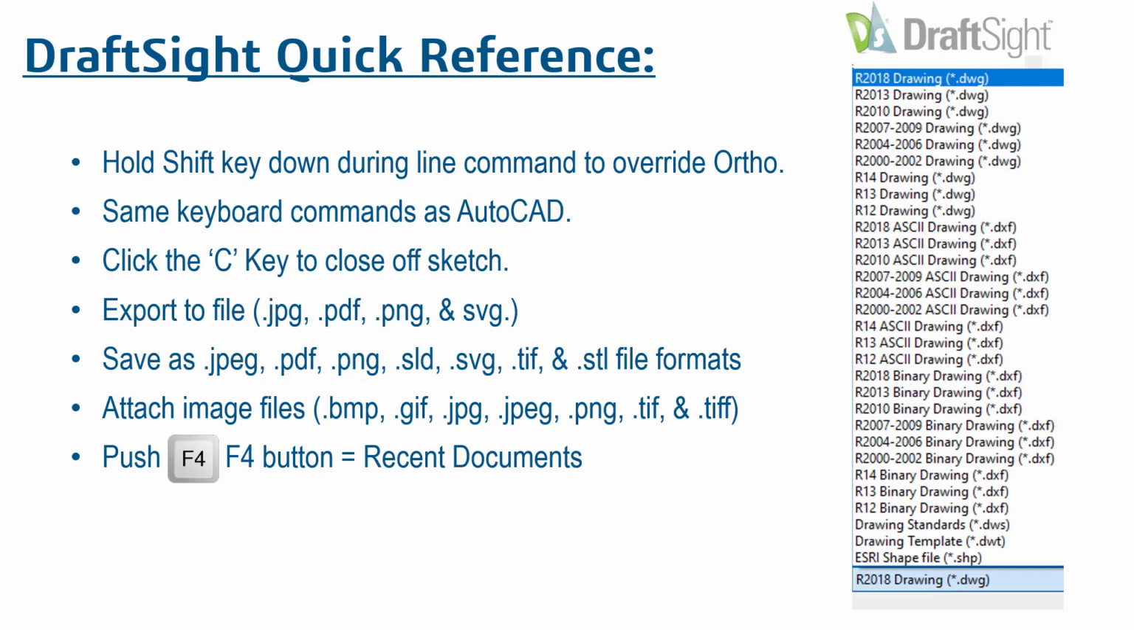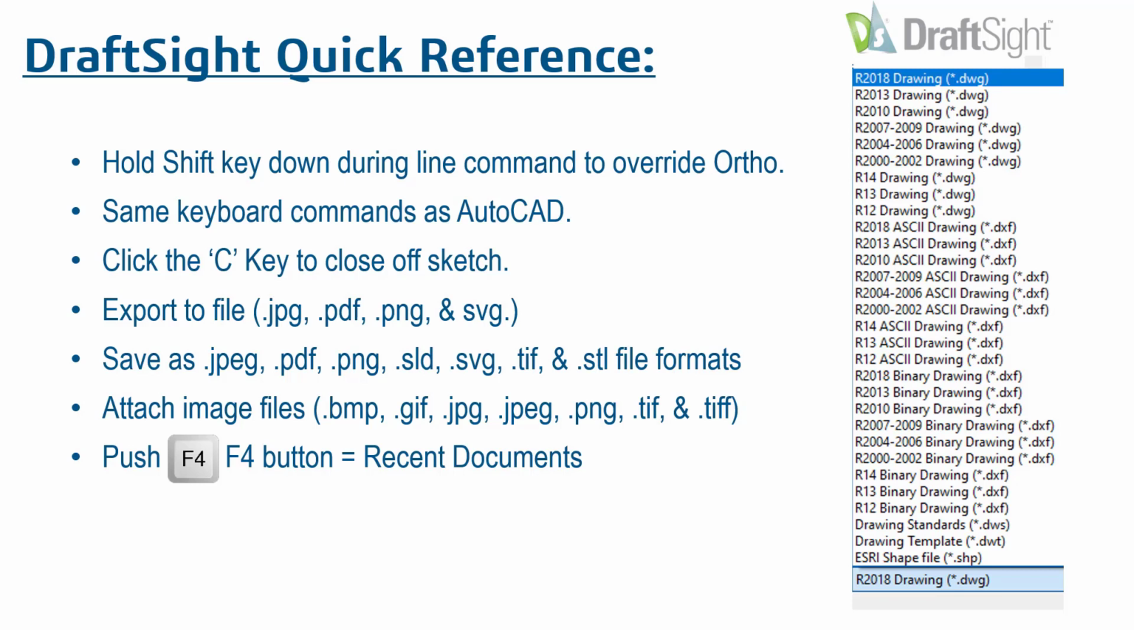The other thing is same keyboard shortcuts as AutoCAD. I just want to reiterate that. If I click the C key, that'll close off a sketch. So if I'm drawing a rectangle or whatever I'm drawing, a box, and I hit the C, that'll close off the sketch to the last endpoint. That's what I'm looking to do. Also, you can export files as JPEG, PDF, PNG, and SVG files outside of DraftSight.